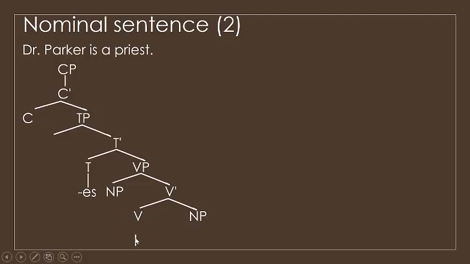The V here is B. So here is ES and here B. It's the head of the VP here. It doesn't have a specifier. It's empty. B does not need a specifier because it's meaningless. And it takes an NP as its complement. The NP here can be shown over here.